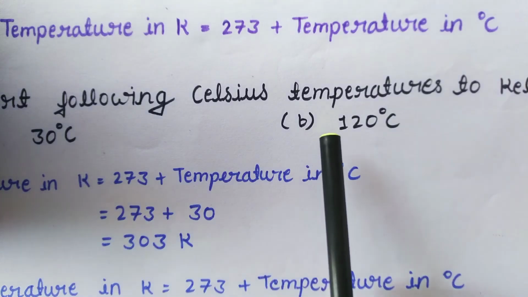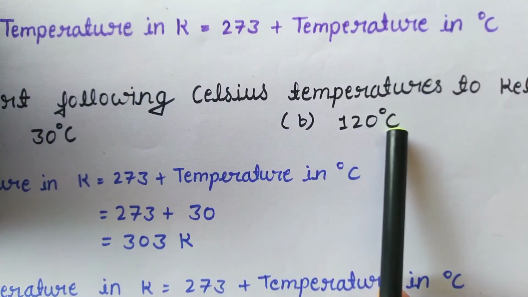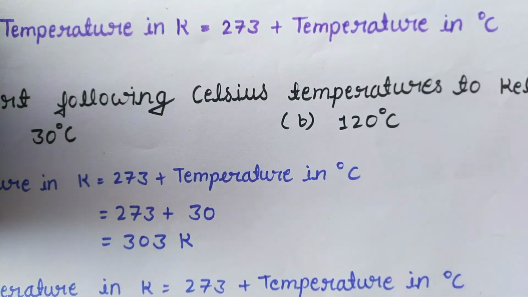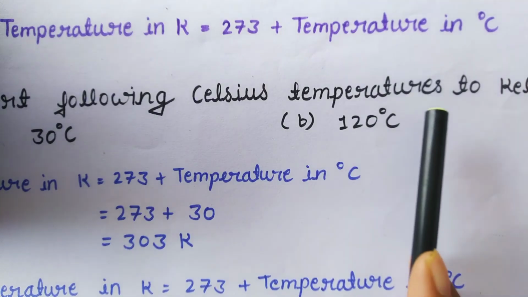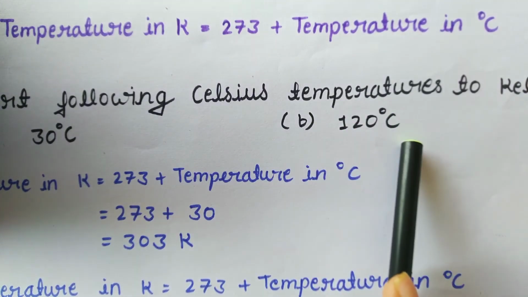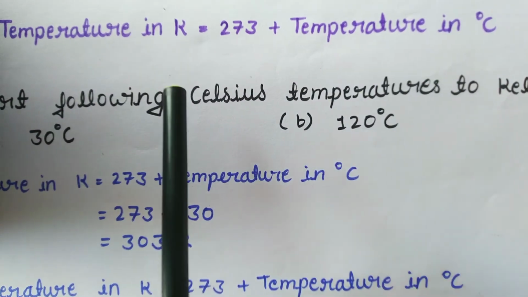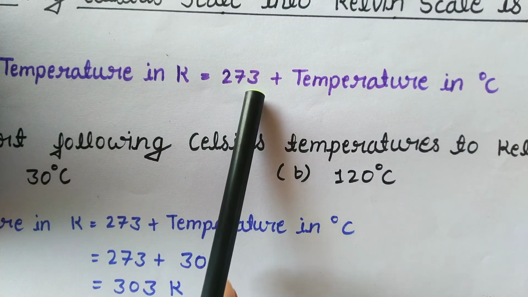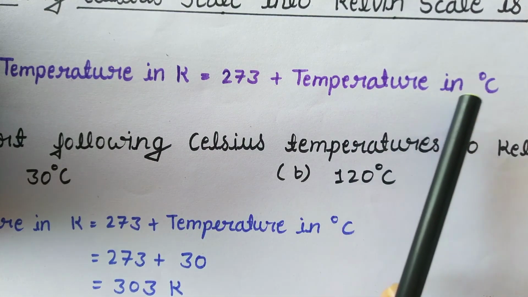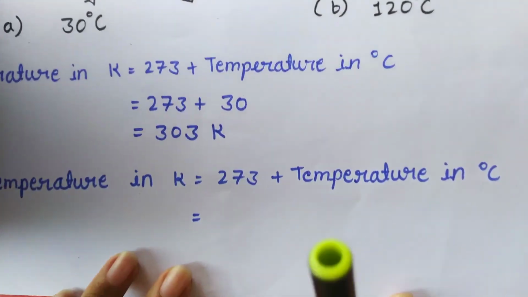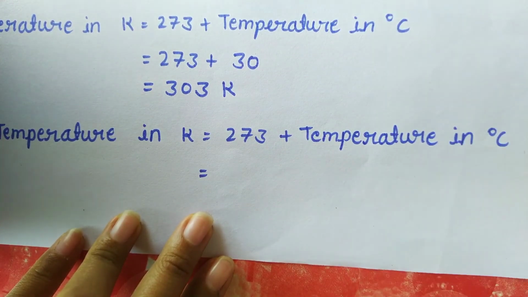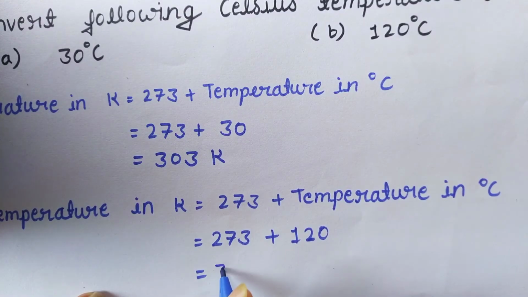And see the next example, 120 degrees Celsius. Here, convert following Celsius temperatures to Kelvin. Dear students, we know that Celsius temperature is 120 degrees Celsius and we have to find the Kelvin. So using the formula temperature in Kelvin is equal to 273 plus temperature in degree Celsius. Putting the value 273 plus 120 degrees Celsius and we got the answer 393 Kelvin.